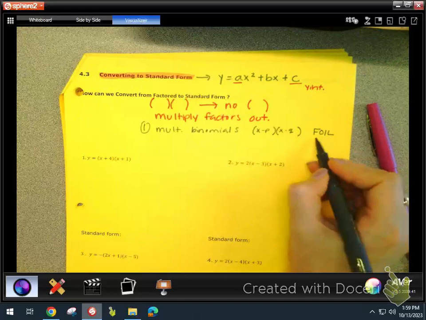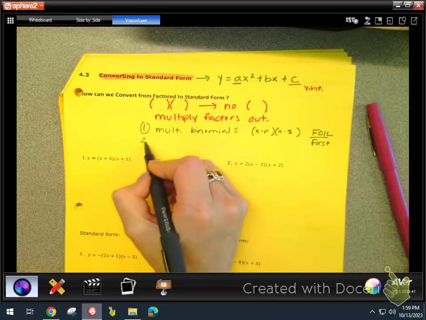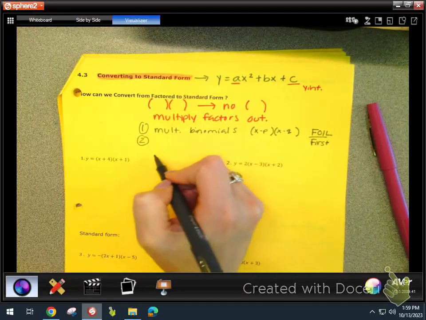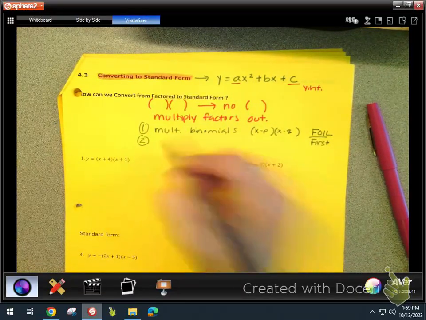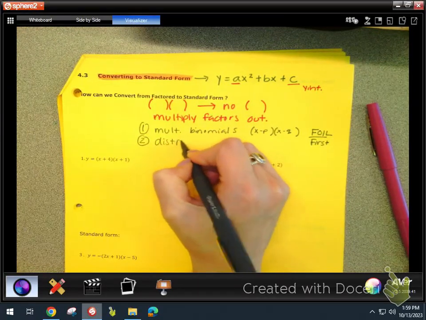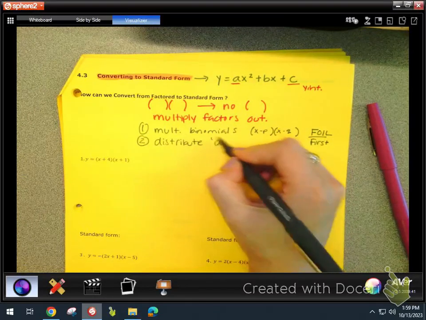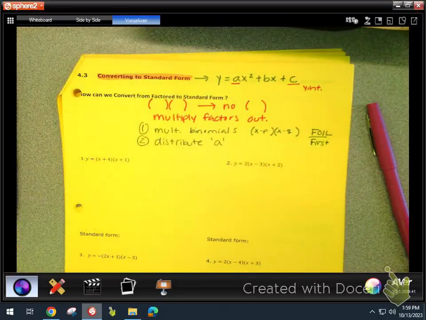FOIL first. Then, step number 2, if you have one, this first problem doesn't have one, but the other ones do, then I want you to go in and distribute the a value. I would prefer you to do it in this order. Yes, it is possible to not do it in that order, but when people do that, they oftentimes do it wrong.